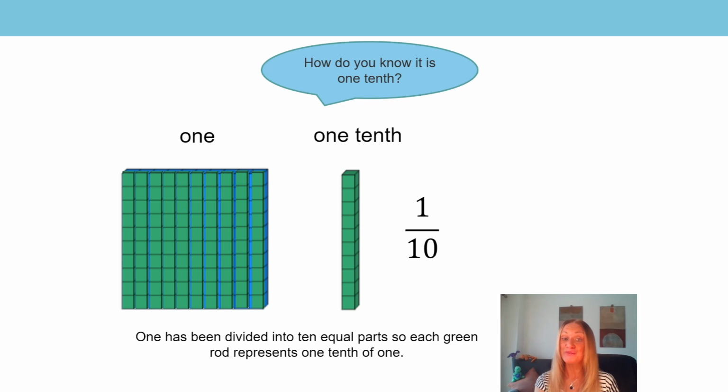Did anybody write it as a decimal as well? Well done if you did. So we can express it as a decimal, can't we? And how did we know that this has the same value as 1/10? Because, can you shout it out to me? Because the digit 1 has the value of 1/10 because it's in the tenths place. Fantastic. So these are equivalent. So 1 has been divided into 10 equal parts. Each green rod represents 1/10 of 1, and 1 is 10 times the size of 1/10.